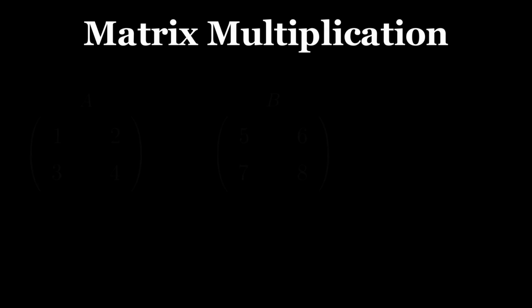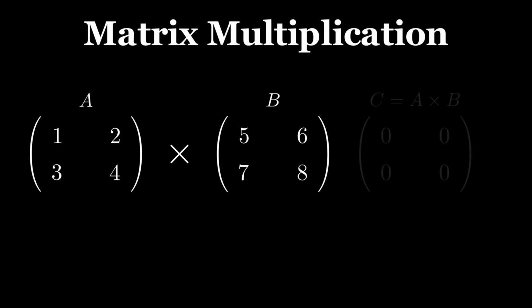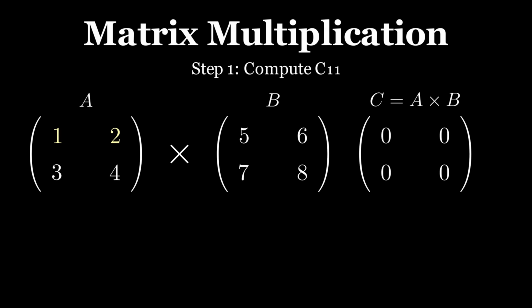To find the entry in the top left, C11, we use row 1 by column 1. So 1 multiply 5 plus 2 multiply 7 equals 19. To find C12, we use row 1 by column 2. So 1 multiply 6 plus 2 multiply 8 equals 22.